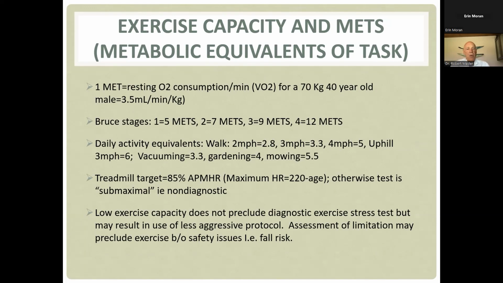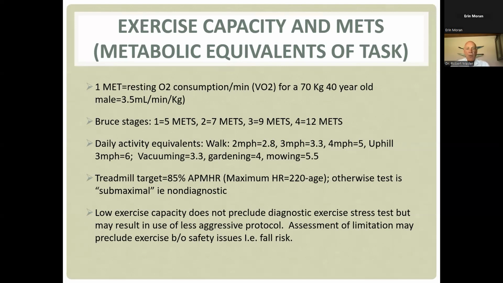The next thing is the target heart rate. When we do an exercise test, we're trying to get the patient up to 85% of their age-predicted maximum heart rate. And that equation is your age subtracted from 220. So for a 40-year-old person, you're shooting for a heart rate of 180. If they don't hit 180, it's non-diagnostic. It's a submaximal test. If the test is positive, fine. But if it's negative, it doesn't mean anything. So you want to get the person's heart rate up.